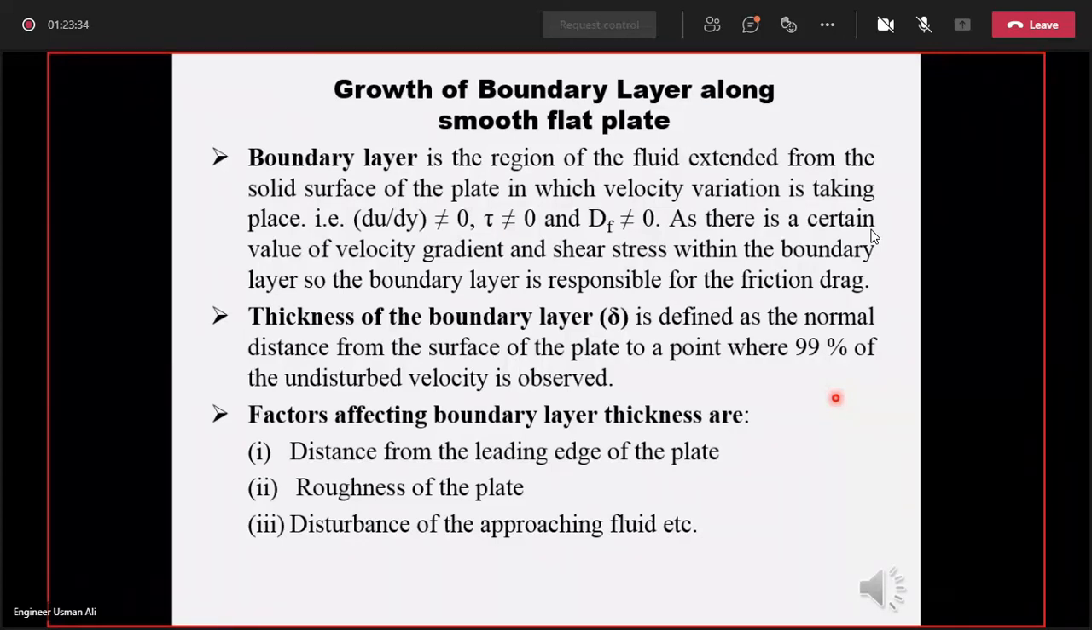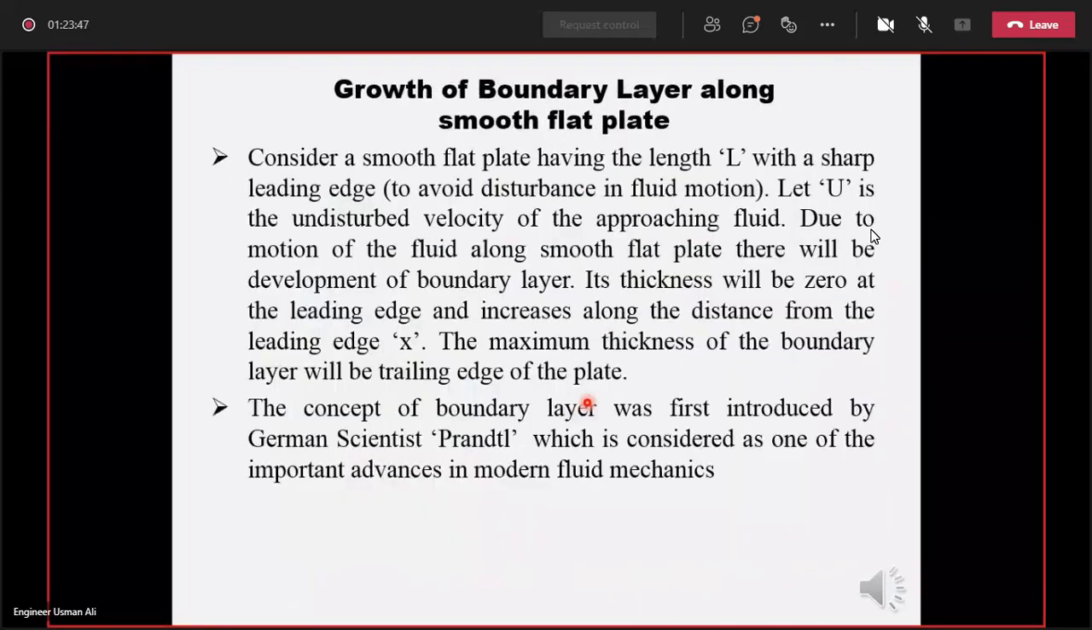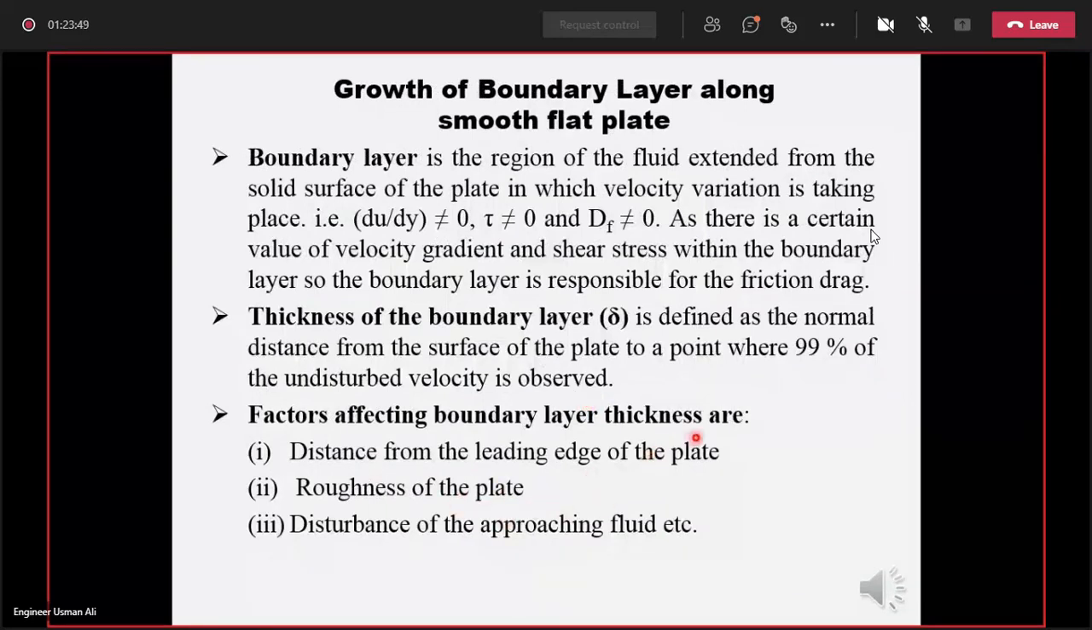What are the factors which affect the boundary layer thickness? Number one, distance from the leading edge of the plate. As you can see, as we are moving along the distance x, thickness is increasing. So with more distance from the leading edge of the plate, more will be the thickness of the boundary layer. Roughness of the plate. The more the roughness of the plate, the more the thickness of the boundary layer, because I will discuss the types of boundary layer later.